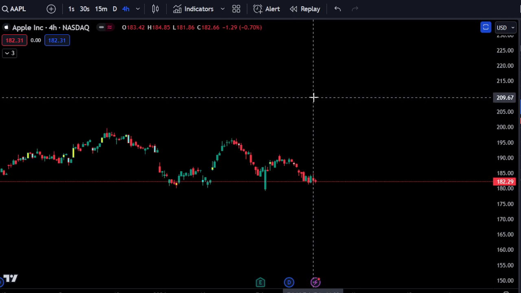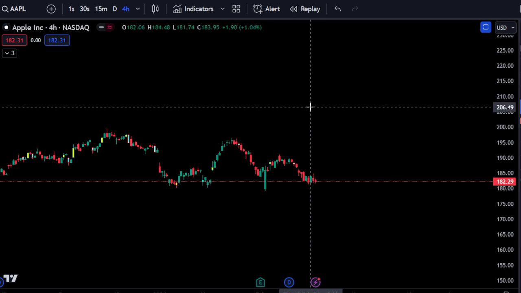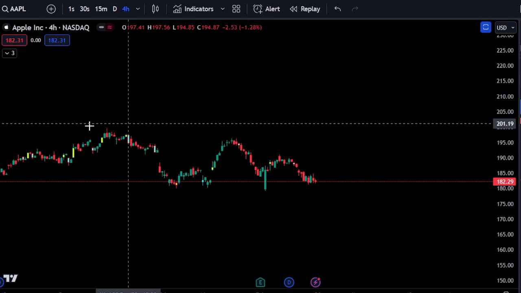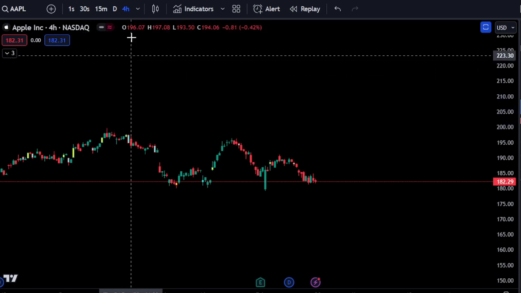It's important to understand that I am mostly a swing trader. So if you're a day trader or a scalper, you probably want to backtest this strategy to see if it resonates with your trading style. Other than that, let's get straight into it.